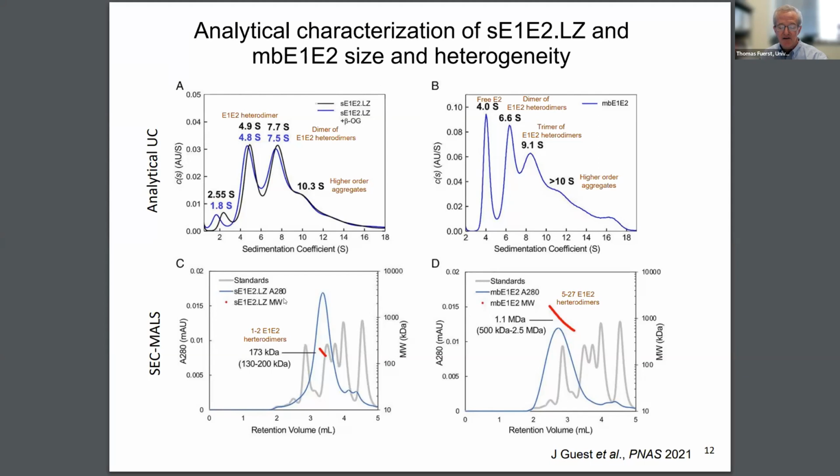By contrast, secreted E1E2 contains fewer highly populated species in solution in panel C, and is smaller, from 130 to 200 kilodaltons. Therefore, the membrane bound form is larger and probably has more aggregates, and the secreted form is more uniform.